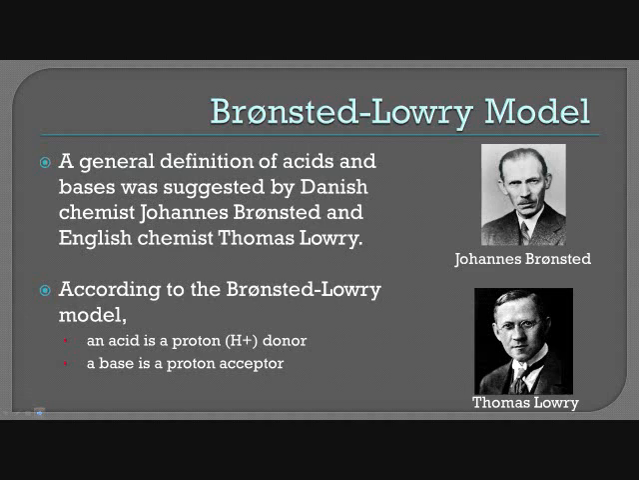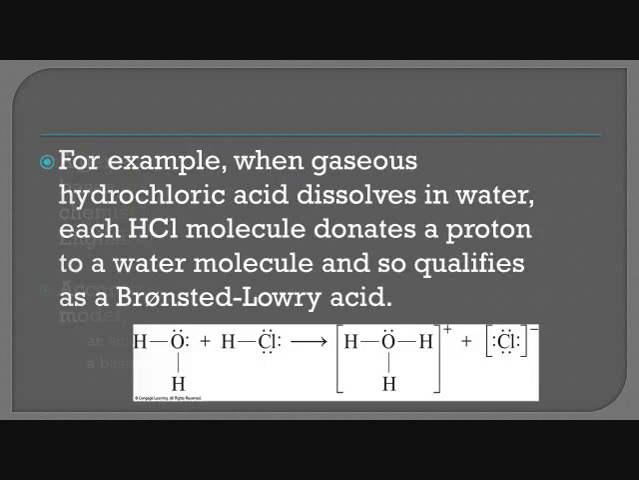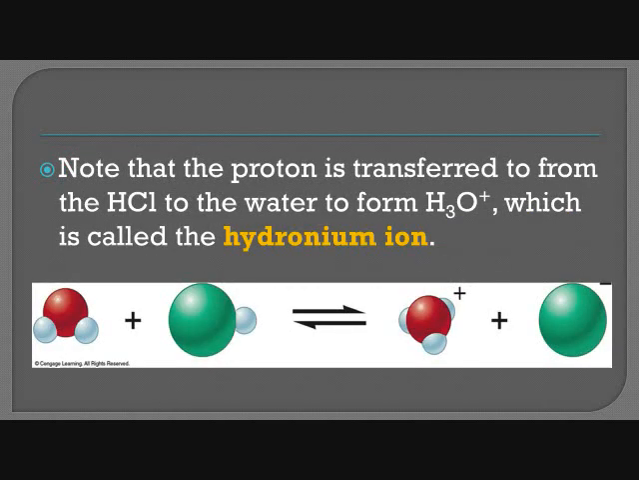Remember that a proton is a hydrogen ion. Okay, so for example, when gaseous hydrochloric acid dissolves in water, each HCl molecule donates a proton to water to make, and that's what makes it an acid, because it is donating that proton. Now this compound that's formed right here is called hydronium ion. So again, hydronium ion has a formula of H3O with a +1 charge, and that just comes from having your H2O molecule and combining another hydrogen with a +1 charge to it.